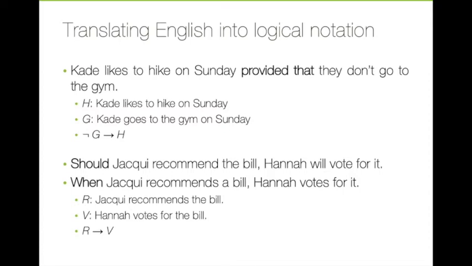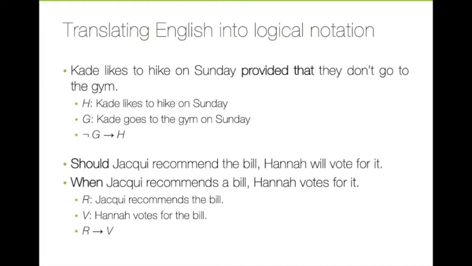Now let's look at some of those other examples that used different kinds of language to express conditionals. For conditional sentences that don't use the straightforward if-then language, you might find it easier to try to paraphrase the English language using the if-then formula in order to symbolize it. So, for example, Cade likes to hike on Sunday, provided that they don't go to the gym, means that if Cade doesn't go to the gym, then they like to hike. So we can symbolize that as not G arrow H, where H is Cade likes to hike on Sunday, and G is Cade goes to the gym on Sunday.